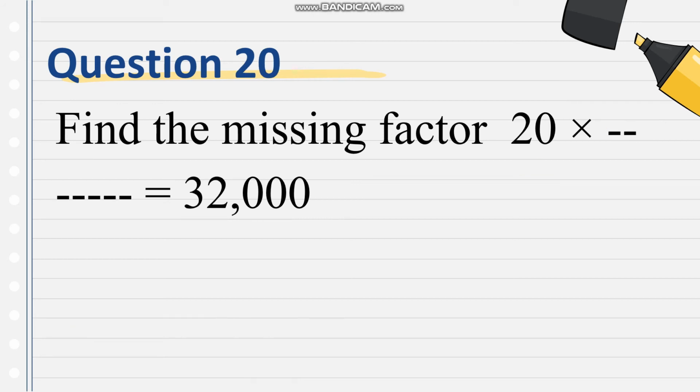Next, find the missing factor. What are we going to multiply to 20 to make it 32,000? So look at the basic fact. We have 2.